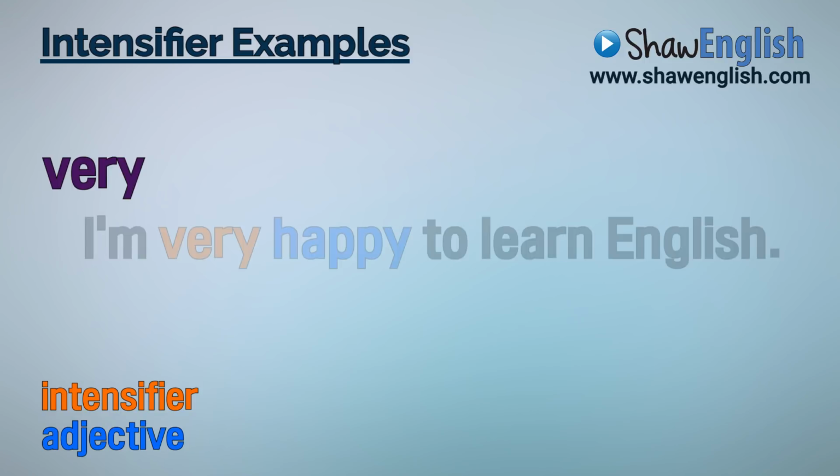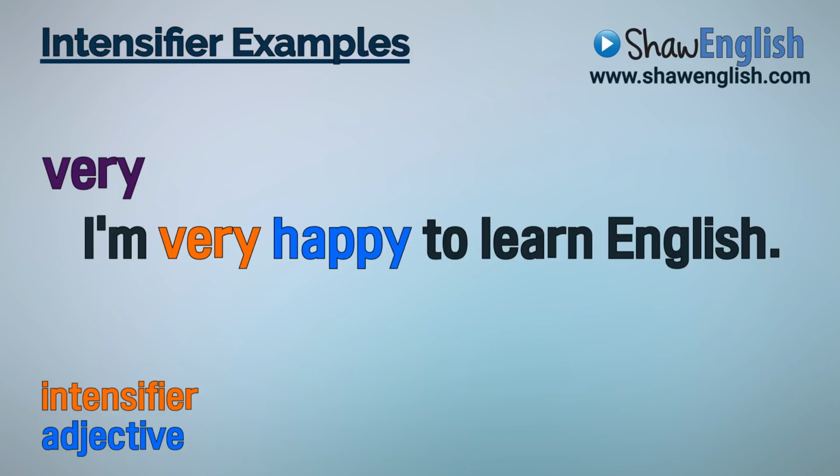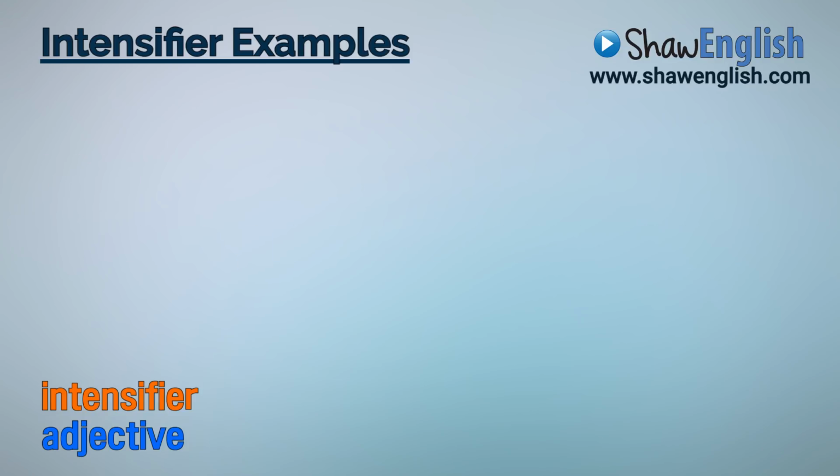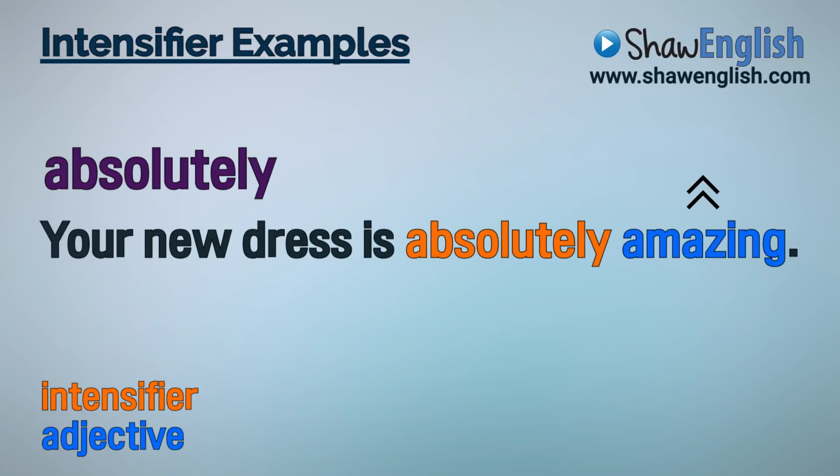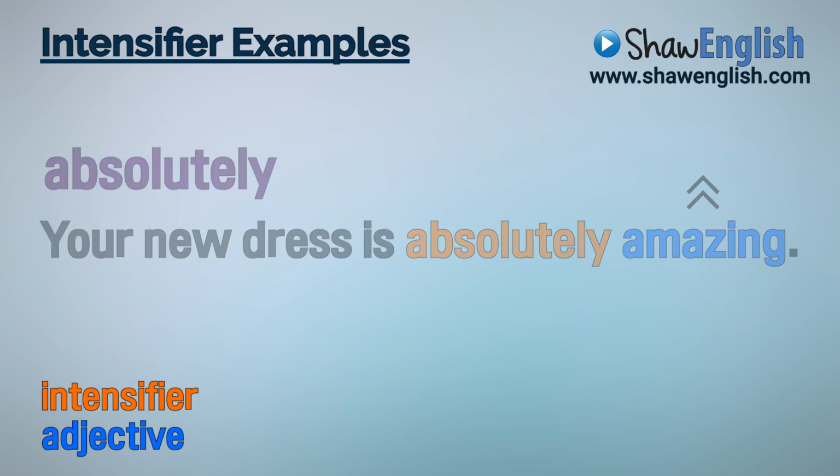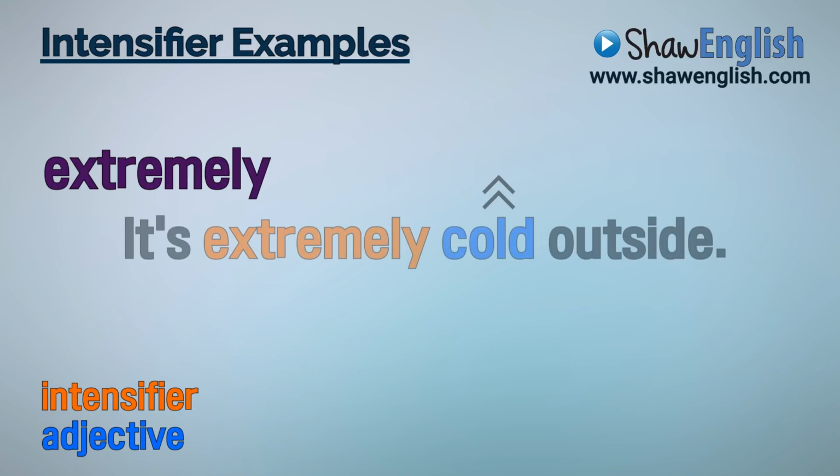Very. For example, I'm very happy to learn English. The adjective is happy, and we give it more power with the intensifier very. I am very happy to learn English. Other intensifiers include absolutely. For example, your new dress is absolutely amazing. Extremely, like it's extremely cold outside.